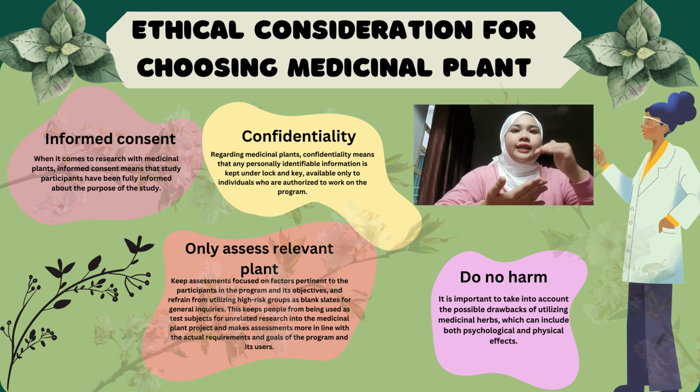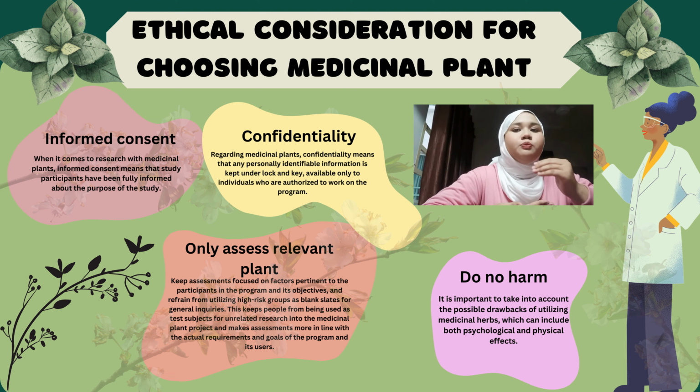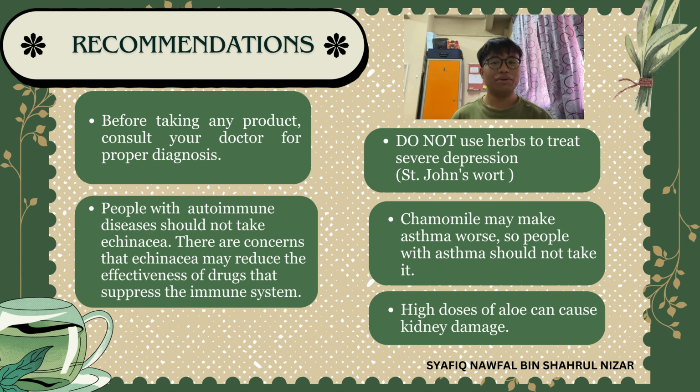The third one of the ethical considerations is confidentiality. Regarding medicinal plants, confidentiality means that any personally identifiable information is kept under lock and key, available only to individuals who are authorized to work on the program. The last one is do no harm. It is important to take into account the possible drawbacks of utilizing medicinal herbs, which can include both psychological and physical effects.